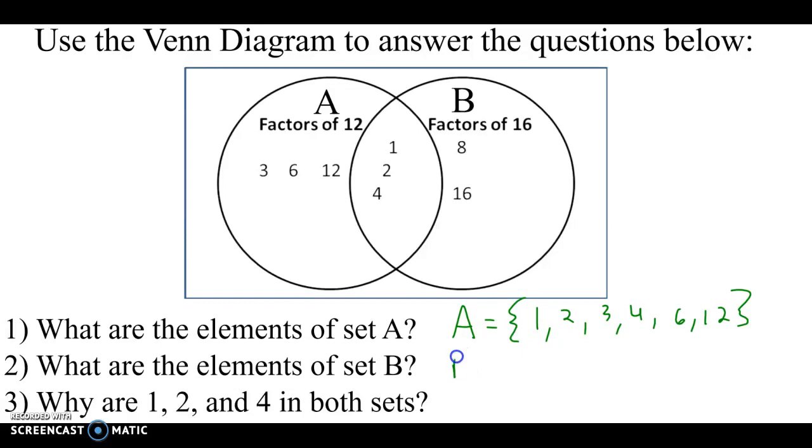And then pretty easy, what's in B? Good. 1, 2, 4, 8, 16. And we kind of talked about number 3. It's in the middle because both are divisible by those numbers, or they multiply to be those numbers.